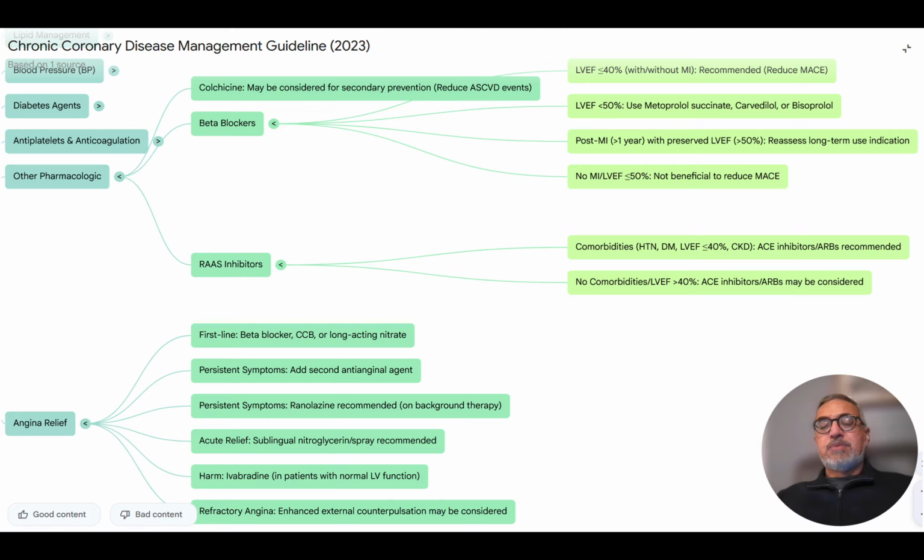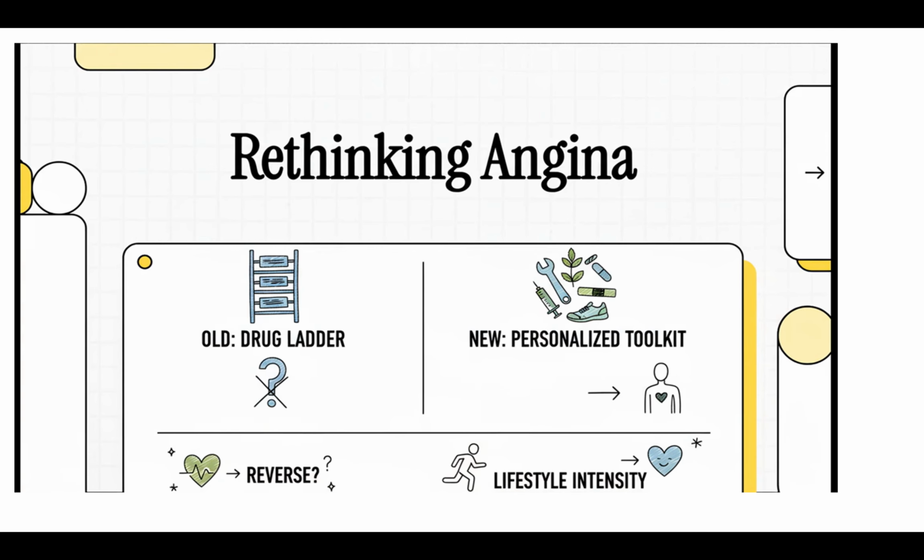Renin-angiotensin receptor inhibitors should be considered in those with comorbidities such as hypertension, diabetes, EF less than or equal to 40%, chronic kidney disease. Without comorbidities, if EF is more than 40%, ACE inhibitors could still be considered. The HOPE trial showed in those with 2 or more risk factors for CAD, significant cardiovascular mortality benefit.